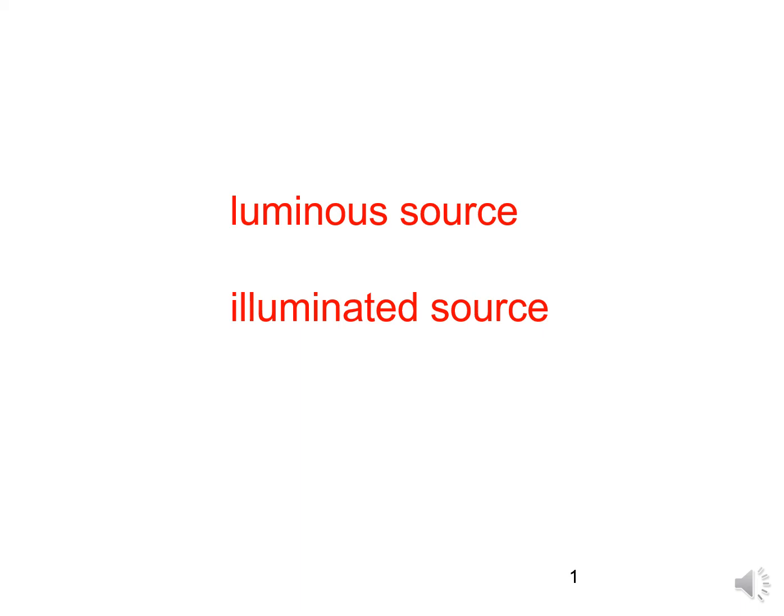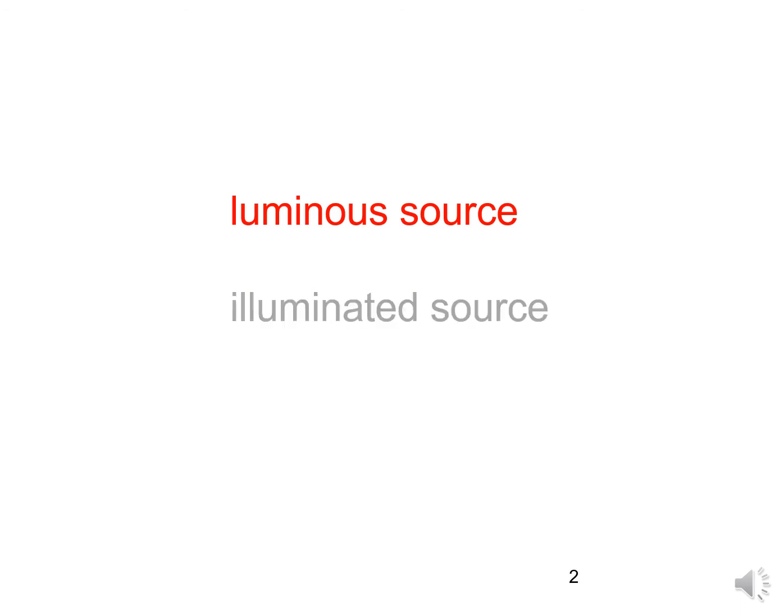Hey, today we want to talk about how to measure light. But before we do that, we have to distinguish between two kinds of light: light produced by something, or luminous source, and light reflected off of something, or illuminated source.